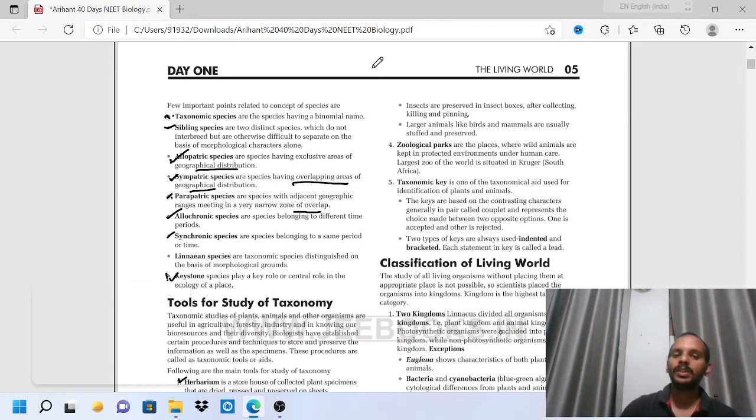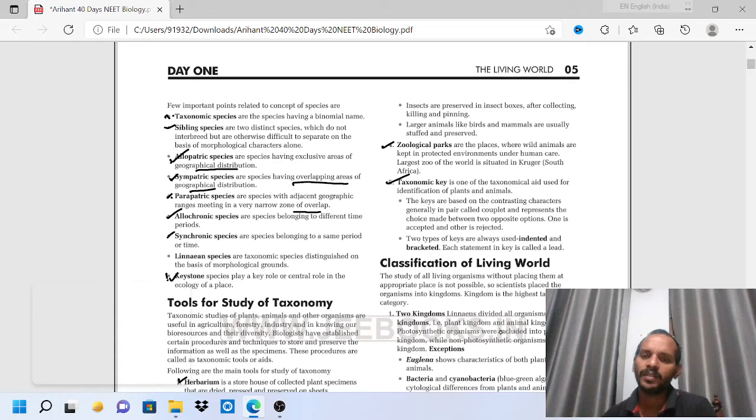Next is a zoological park. A zoological park means, in a particular area, living wild animals kept in protected environments. So it is known as a zoological park.